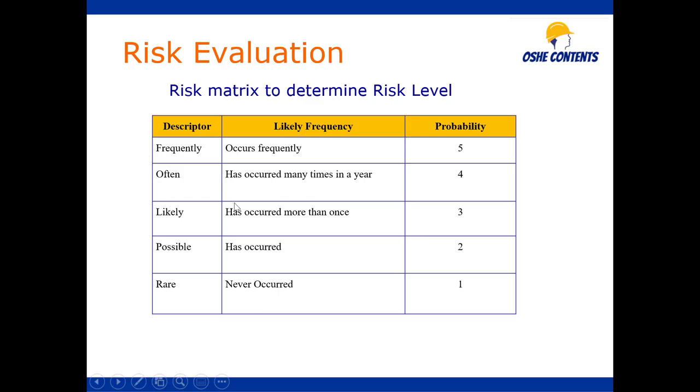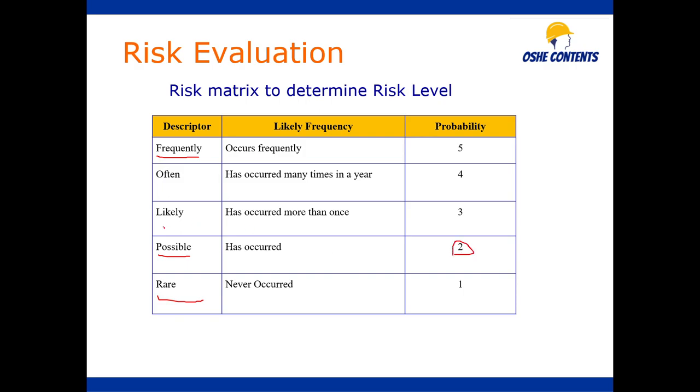So here we can see the frequent, so you will start from the bottom. Rare is which has never occurred or occurred once, because for the risk assessment you can see in the area that you are working in, for example in your country or maybe in the city where you are working, how many times this incident happened in 1 year. So maybe it has not even happened, so you can put one. Or maybe it is possible to happen, like once or twice in a year, so you can put two.